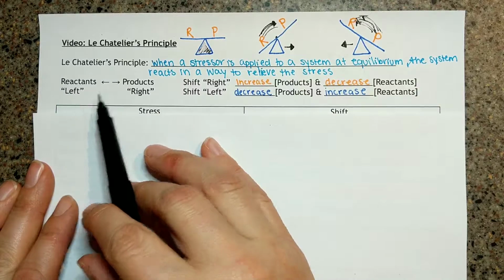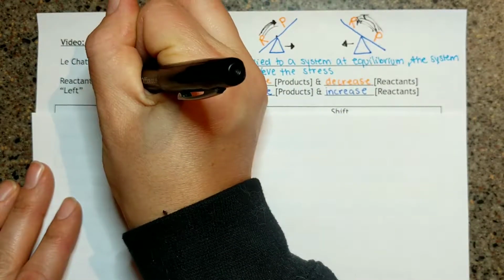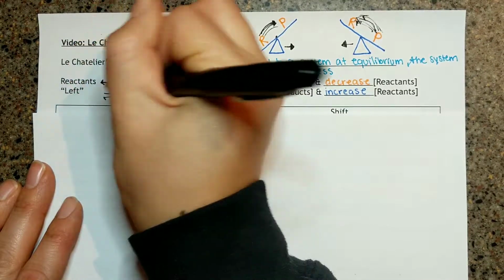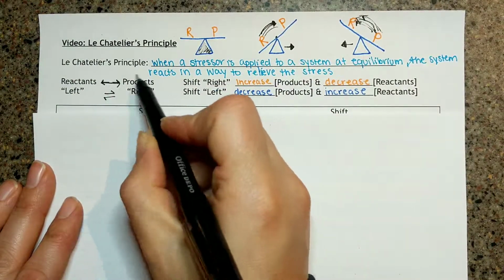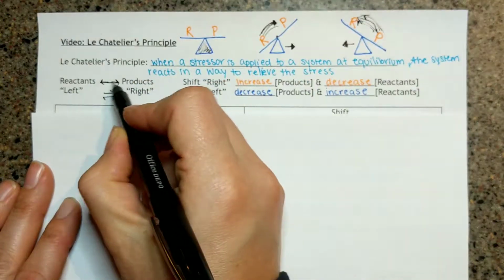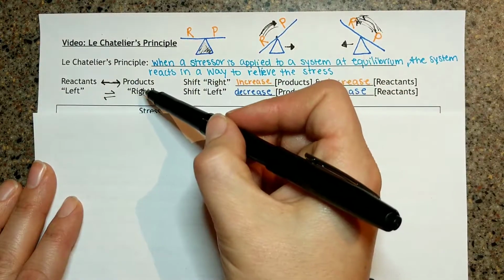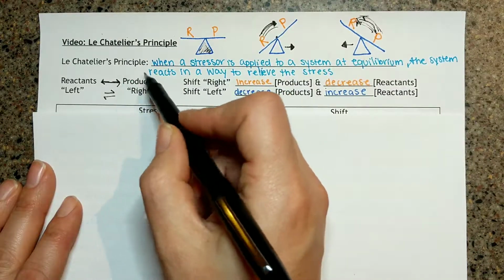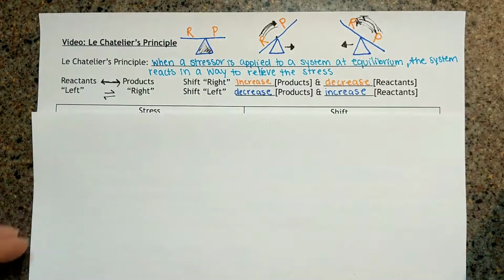So again, reactants on the left, products on the right. I have this double arrow, so it can look like an arrow like this, or I can do two half arrows, which would look like that. If I shift to the right, right is towards products, I'm going to increase my products. I'm going to decrease my reactants. So I'm shifting to the right, that uses up reactants, makes more product. If I shift to the left, that decreases my products, right? So I get rid of an excess of products, and I make more reactants. So I decrease products and make reactants.